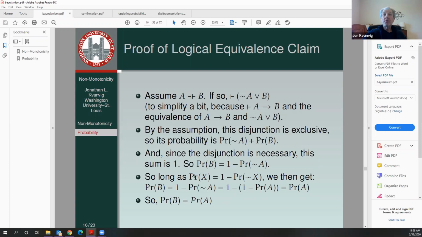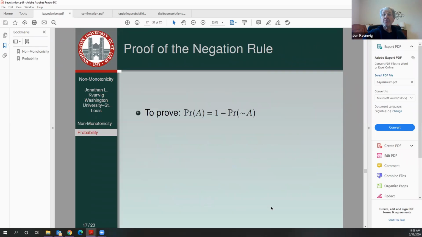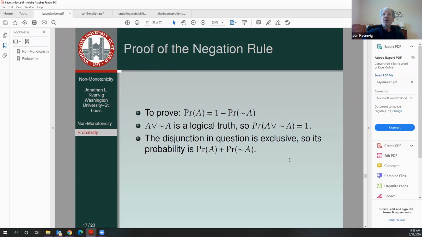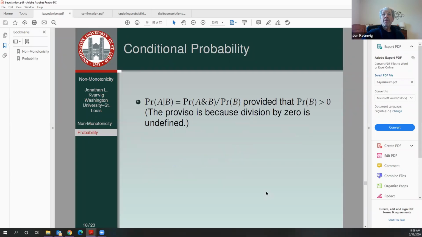Now, notice that that proof relied on a negation rule, which we have not proven. So let's take a look at how to prove the negation rule. The negation rule tells us that the probability of a claim is 1 minus the probability of its denial. Now notice that A or not A is a logical truth. It's hence necessary and thus has a probability of 1. Notice as well that the disjunction of A or not A is an exclusive disjunction, so you can get its probability just by adding. So the probability of A plus the probability of not A is 1. And then simply subtracting the probability of not A from each side, we get the probability of A is 1 minus the probability of not A.